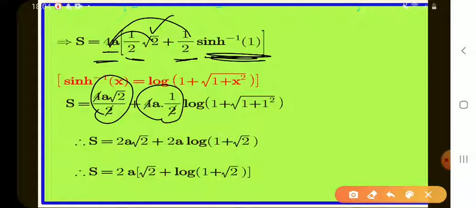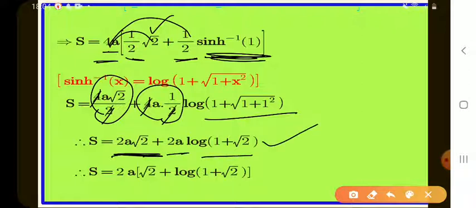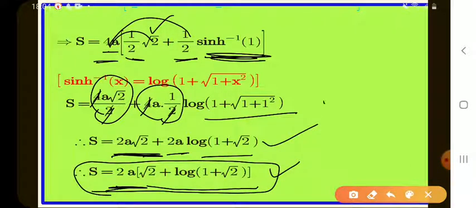What is the formula of sinh inverse 1? Log of x plus root of 1 plus x square. Here put x equals 1. So log of 1 plus root of 1 plus 1 whole square. Here the 2 cancels, here also the 2 cancels. What is the remaining term? 2a root 2 plus 2a log of 1 plus root 2. Now we take 2a common, we get root 2 plus log of 1 plus root 2. This is the length of the arc of the given parabola y square equals 4ax.